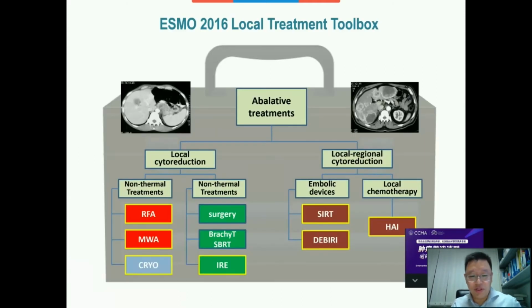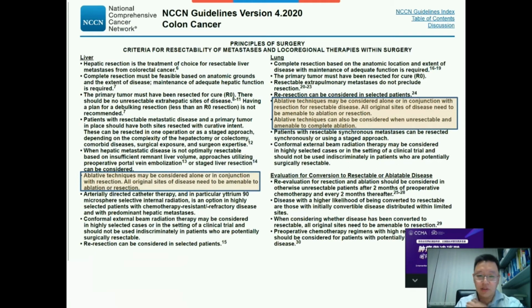So at the ESMO 2016 annual meeting, a local treatment toolbox was proposed for liver metastasis from CRC. In this toolbox, it is divided into local treatment and locoregional treatment. Local treatment is mainly for OMD to achieve NED, and locoregional treatment is more as palliative treatment. In addition, according to the NCCN guidelines of the 2020 V4 edition, palliative ablation is not recommended. It is required that all lesions can achieve curative ablation before ablation treatment is considered.